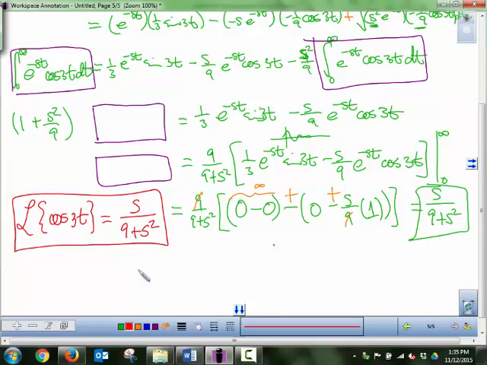Now take a guess. I put 3 in there initially, but what if we change it to 2 or 5 or a? What do you think the transform is going to be? S over a squared plus s squared. Now just try to look to see if it matches. It looks like it's good. Then this must be the transform.